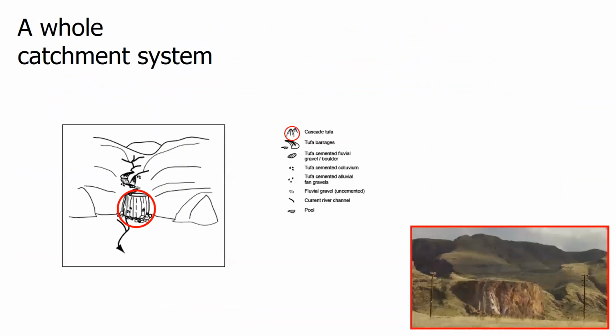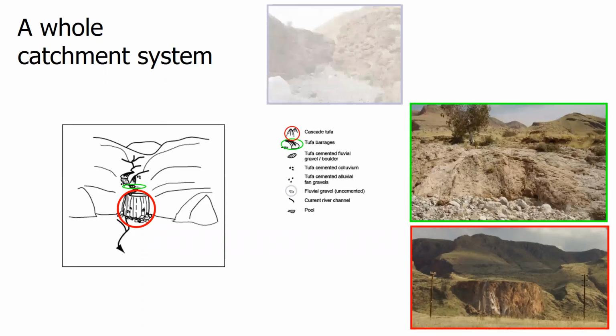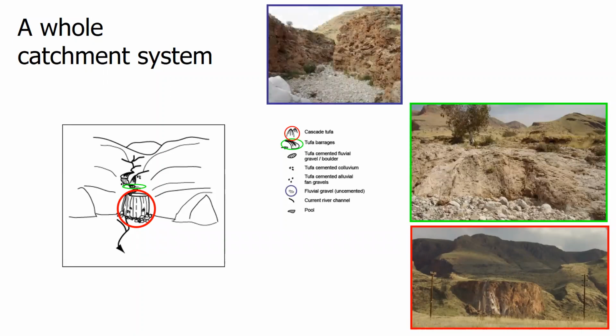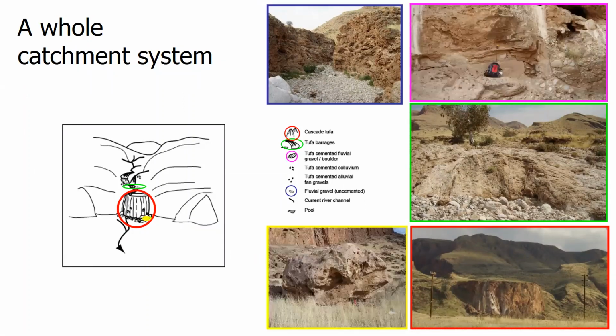So if we start to put that whole catchment together then, we see the terminal cascades, the frozen waterfalls at the range front. We find barrages up through the system. We find lots of areas with gravels being deposited, many of them uncemented, some of them cemented. And at the front of these cascades, large boulders are falling off the front.